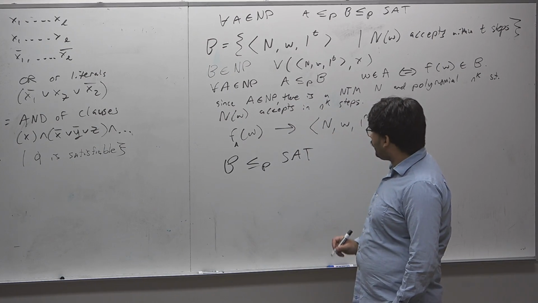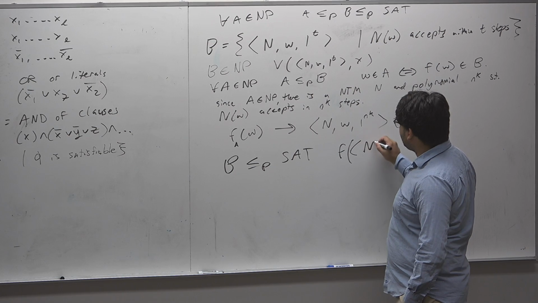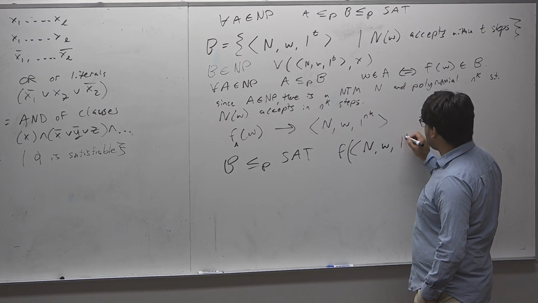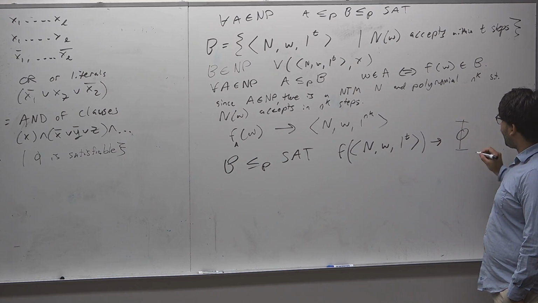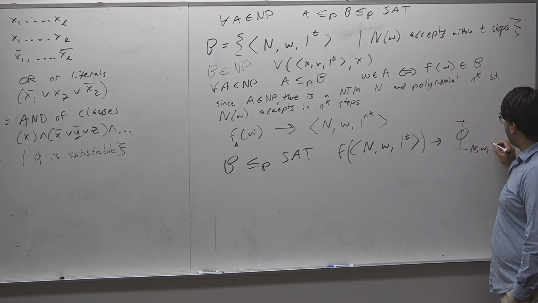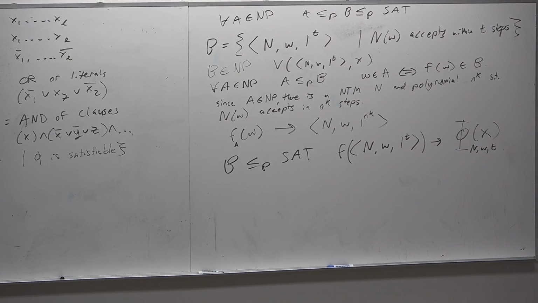So what we want is the reduction to take as input M, w, and 1 to the t, which is the time bound, and output a formula phi, which has M, w, and t quote-unquote hard-coded in it, and which takes on some x. We want it to output a formula, given the machine, word, and time input. This CNF is going to quote-unquote simulate the machine on the word.